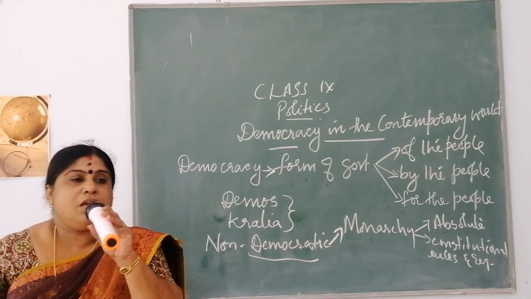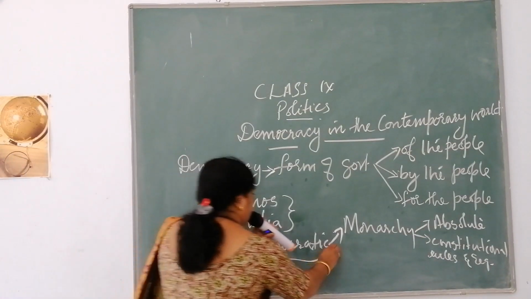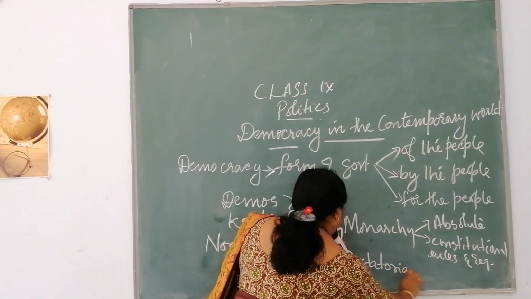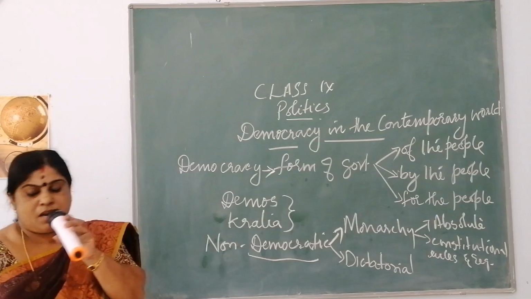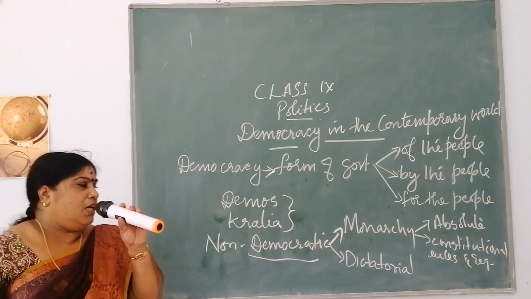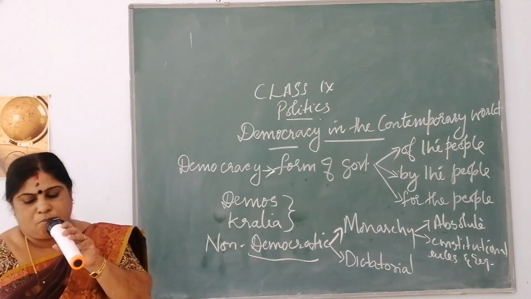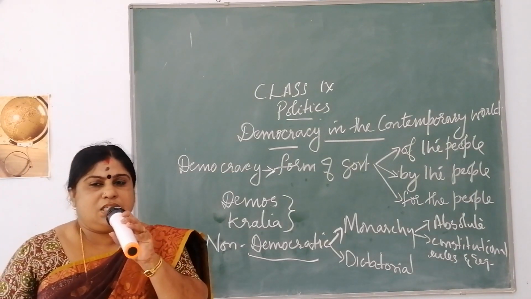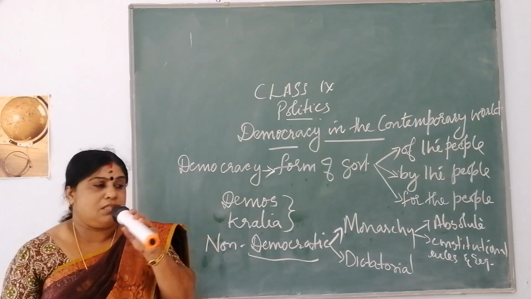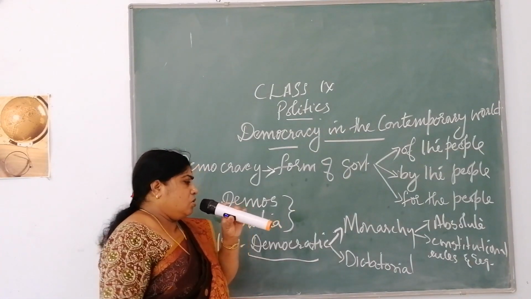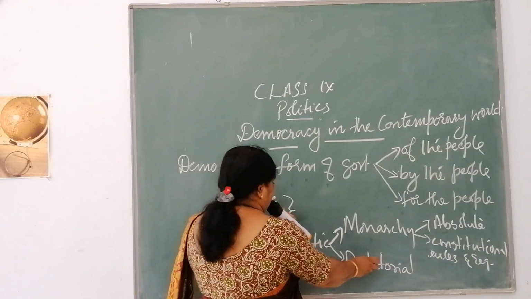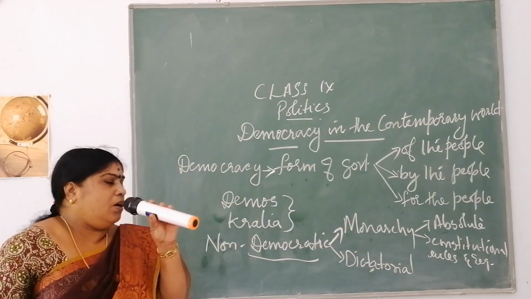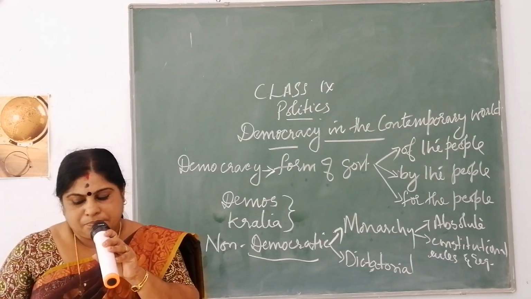Now the next one is the dictatorial form of government, which you call military dictatorship or authoritarian form of government. Here also, the ordinary citizens did not have any say in the decision-making process. All the decisions were taken by the dictator himself or the military or the authority themselves.